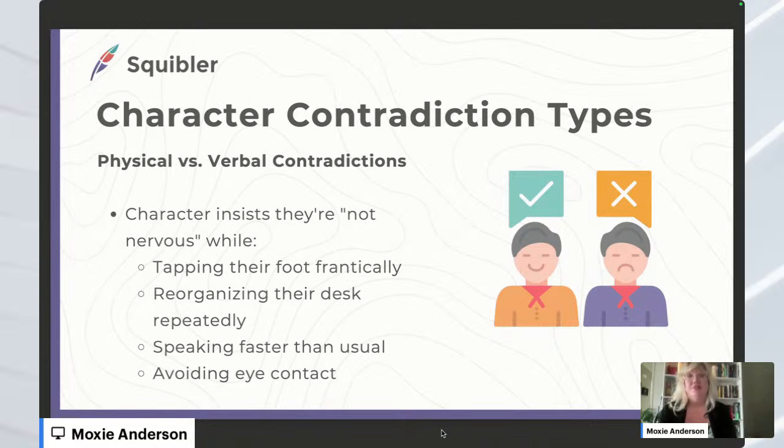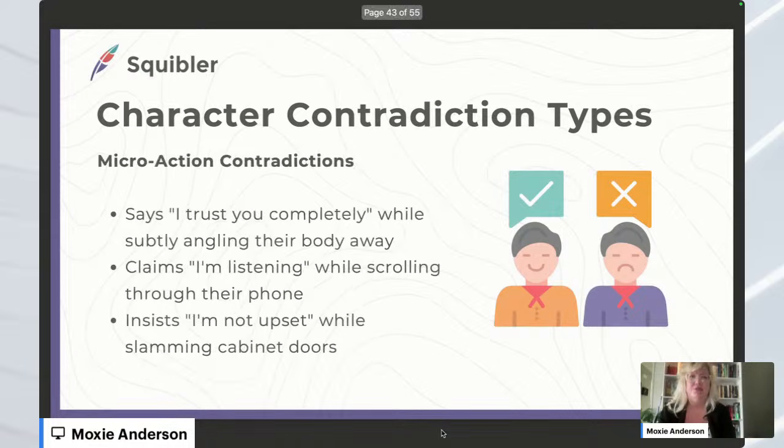You also have physical versus verbal contradictions. Characters who insist that they're not angry, they're not nervous, these kinds of things. But in the meantime, they'll be tapping their foot frantically. They might reorganize their desk as they're talking. They speak faster than usual. They avoid eye contact. So their behaviors, those visual things that we see, are not fitting in with what is coming out of their mouths. And that adds a layer of complexity to those characters as well.